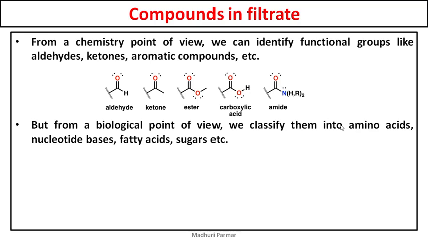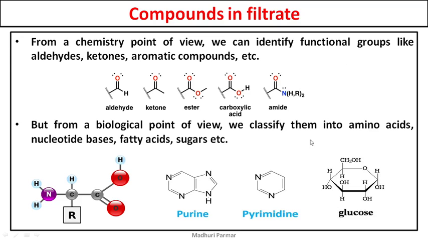But from a biological point of view, if somebody asks what organic biomolecules you found in the filtrate, the answer will be amino acids, nucleotide bases like purines and pyrimidines, fatty acids, sugars like glucose, and a lot of other things. So this is what we will be studying in this chapter: amino acids, nucleotides, fatty acids, sugars, and a lot more.